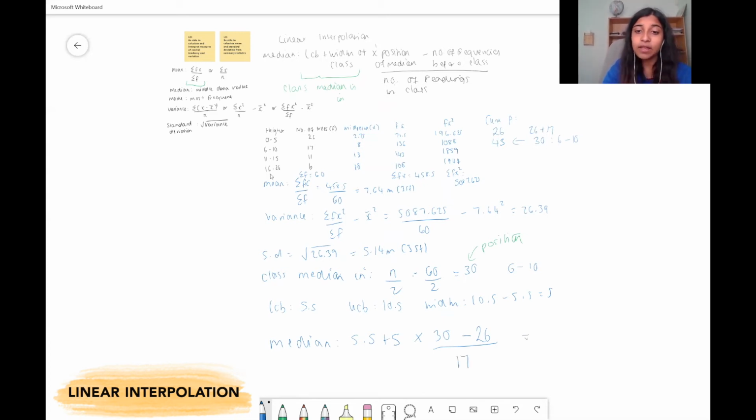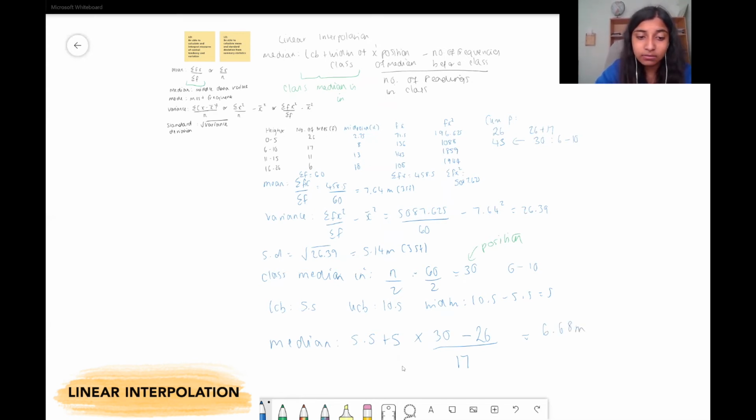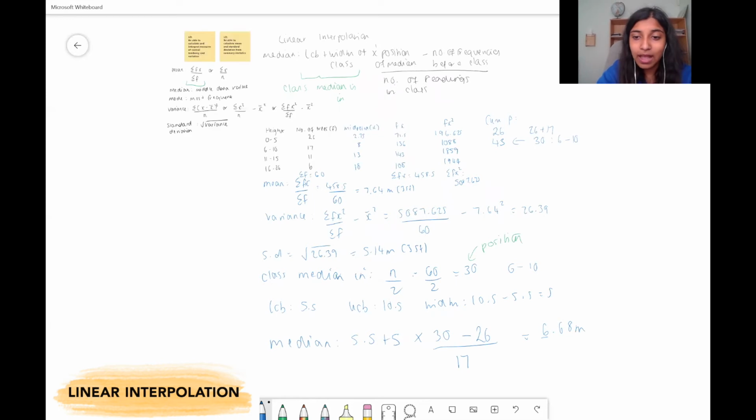So now if we were to apply that in our calculator, we should get that is equal to 6.68 meters. And that is our estimated value for the median.